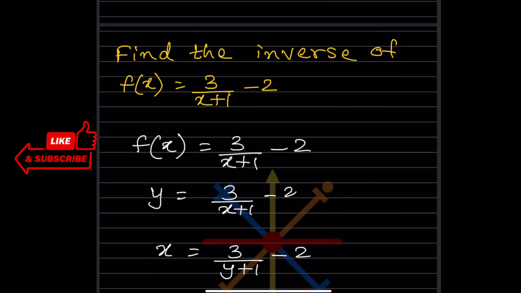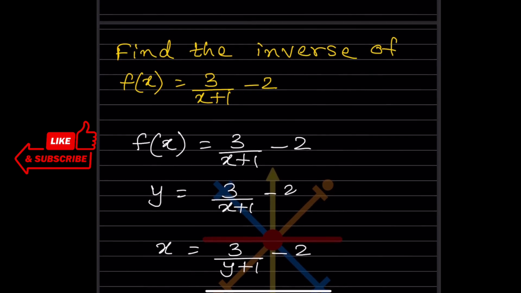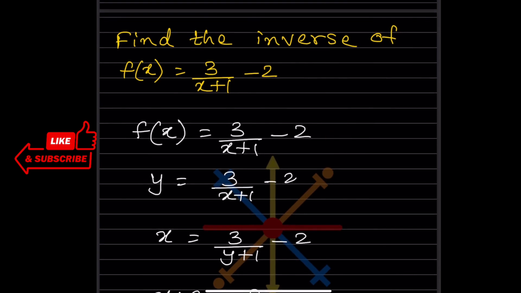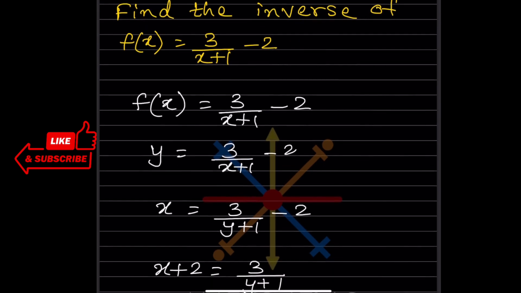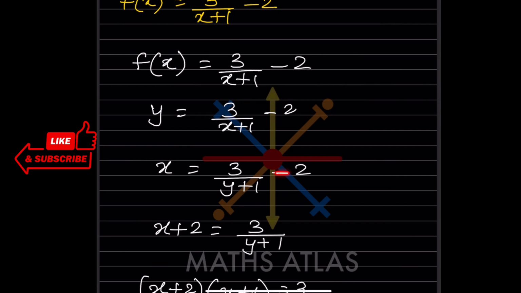So the next one is, find the inverse of f of x equals 3 by x plus 1 minus 2. Let us say the same thing is written over here. They have just asked for the inverse. So what will you do here? Wherever there is y, we are going to put x, and wherever x, we are going to put y, because we want the inverse of it. So in place of this, we wrote x, and here will be 3 by y plus 1 minus 2. This minus 2 you are going to take on this side, so that will be x plus 2.